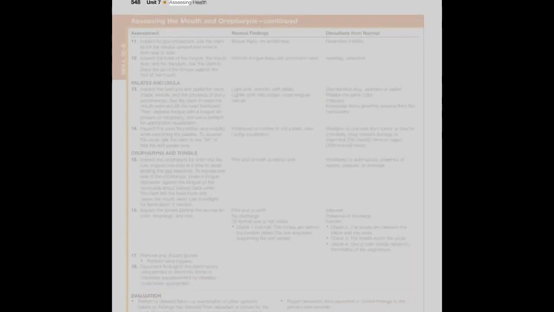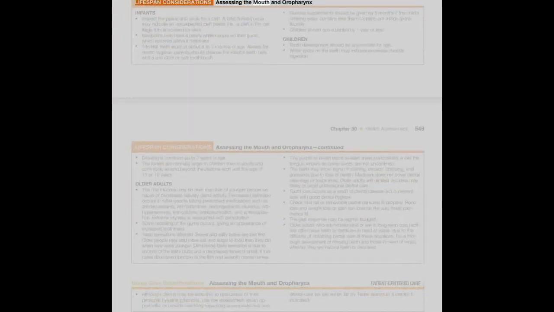548 Unit 7 Assessing Health. Assessing the mouth and oropharynx, continued. Skill 30-9. Lifespan considerations assessing the mouth and oropharynx. Infants: inspect the palate and uvula for a cleft. A bifid, forked, uvula may indicate an unsuspected cleft palate, i.e., a cleft in the cartilage that is covered by skin. Newborns may have a pearly white nodule on their gums, which resolves without treatment.